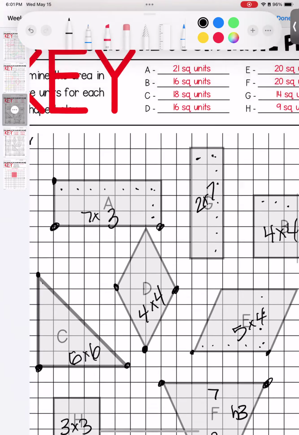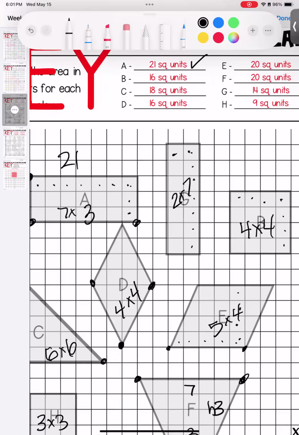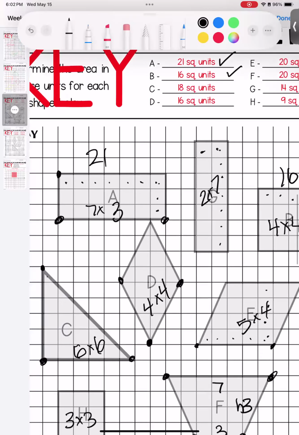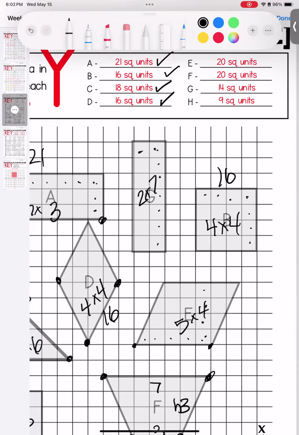Okay? Now let's do some formula magic. 7 times 3 is 21. That's A. Where's B? 4 times 4 is 16. That's B. C is right here. 6 times 6 is 36. 36 divided by 2, because it's a triangle, is 18. That's C. D, 4 times 4 is 16. That's D. Over to E, we have a parallelogram, which is base times height. 5 times 4 gives us 20.